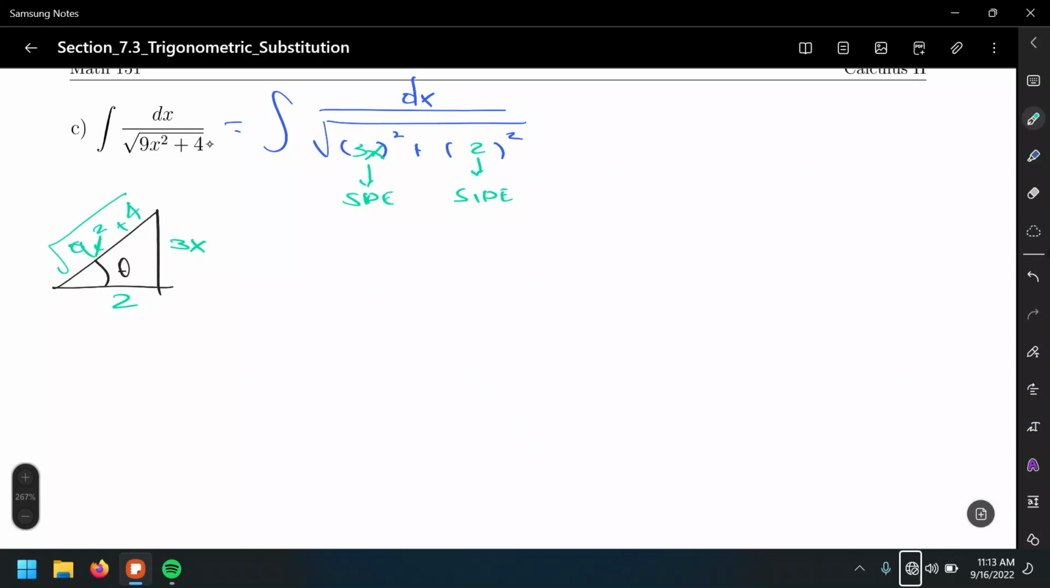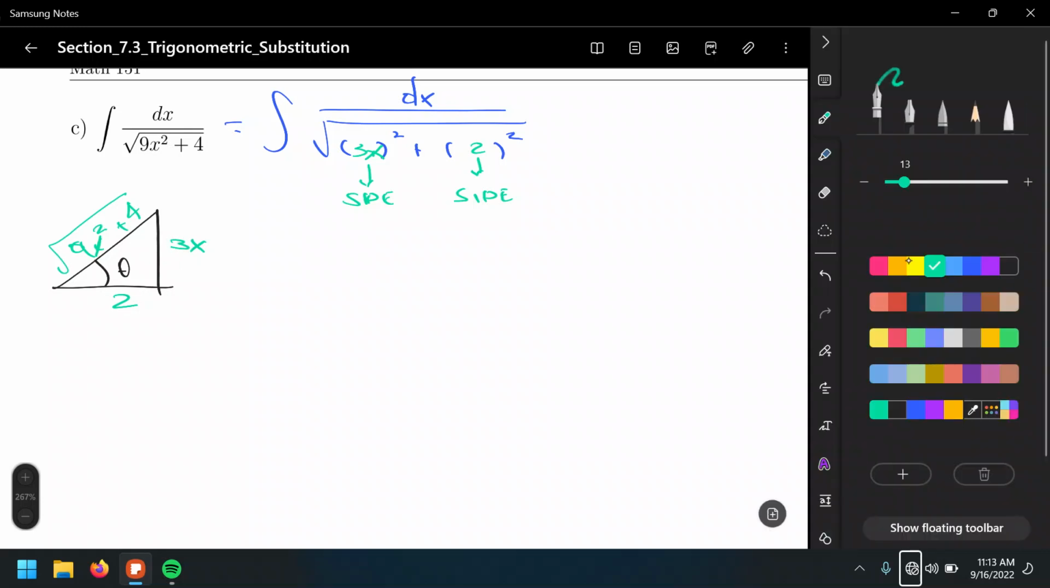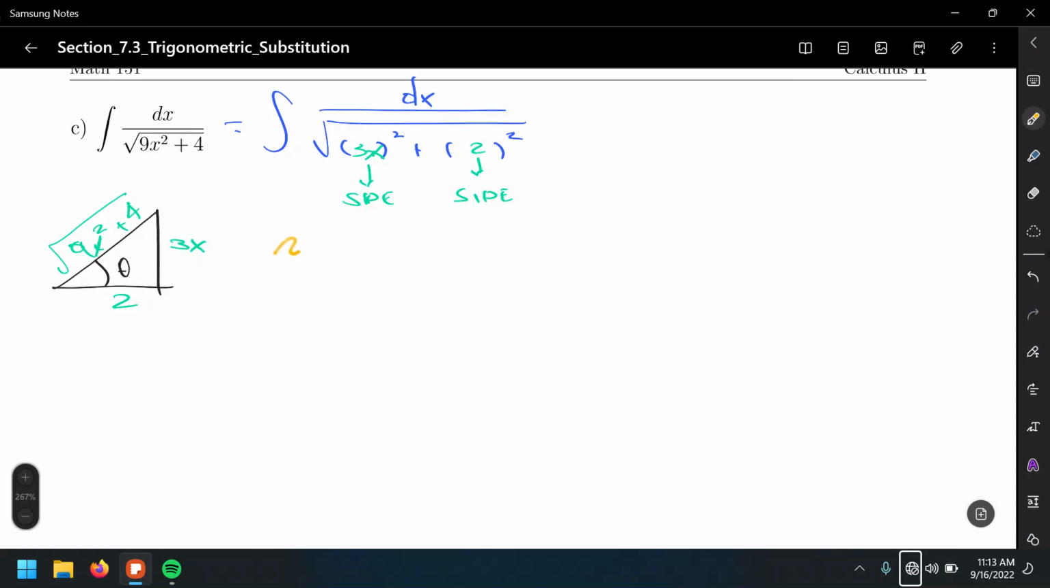To get an expression for the radical, we have a couple of options. Number one, the radical over the constant, which I think is the simplest option, and the radical over the x, over the variable, which is going to complicate it. Let's go with the easiest of them. So that is the square root of 9x squared plus 4 over 2. And what trigonometric function is that?